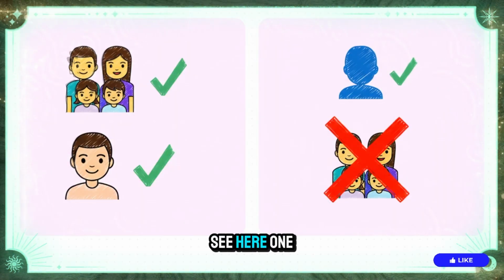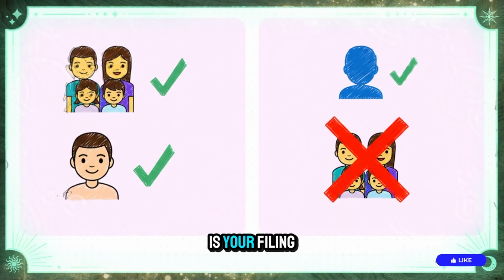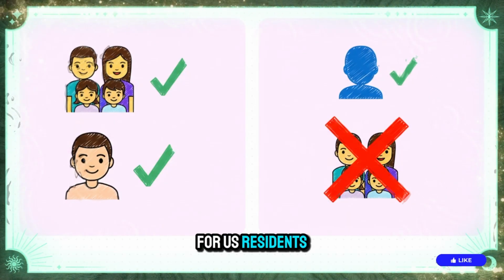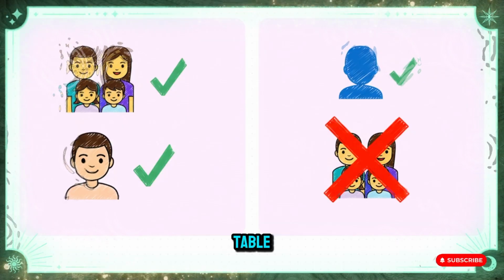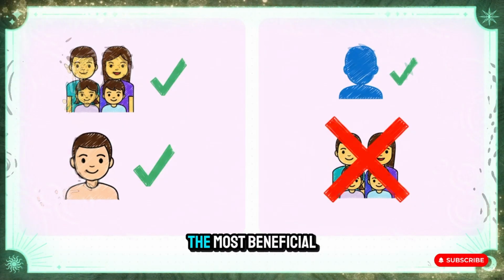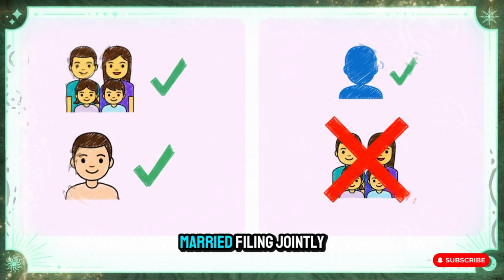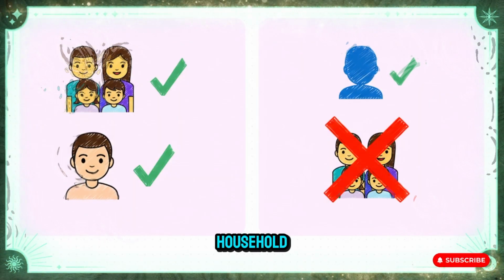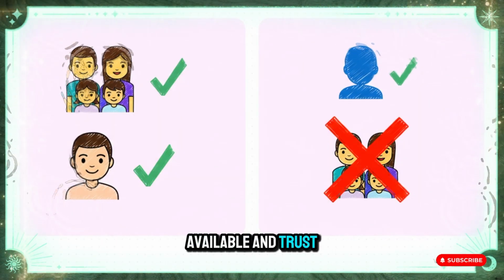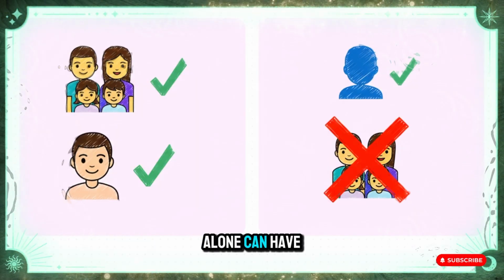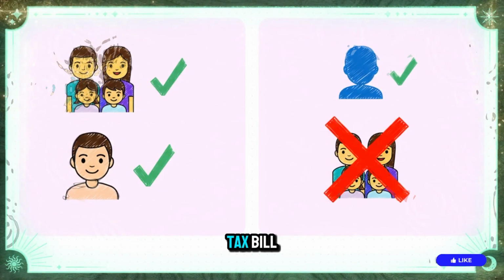As you can see here, one of the biggest changes is your filing status. For US residents, all the options are on the table. But for non-residents, 2 of the most beneficial ones, married filing jointly and head of household, are just not available. And trust me, that limitation alone can have a huge impact on your final tax bill.